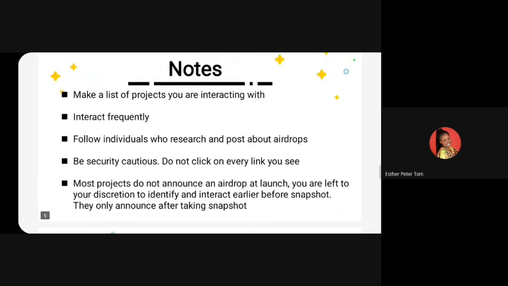Number three, follow individuals who research and post about airdrops. There are so many influencers. I'm sure mostly everybody here is Nigerian, so there are so many influencers in Nigeria on Twitter who regularly post about airdrops. You can learn about them. So it's very wise to follow most of these people so that you can get updates. Like I said, also join some airdrop communities so that you can get updates on time.